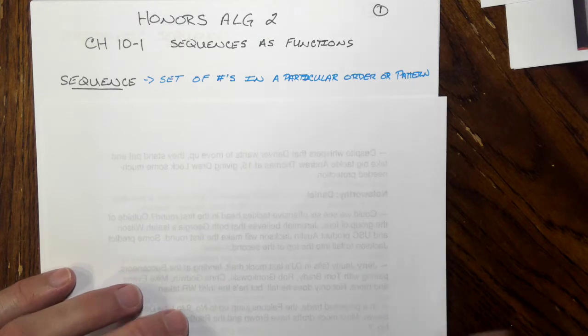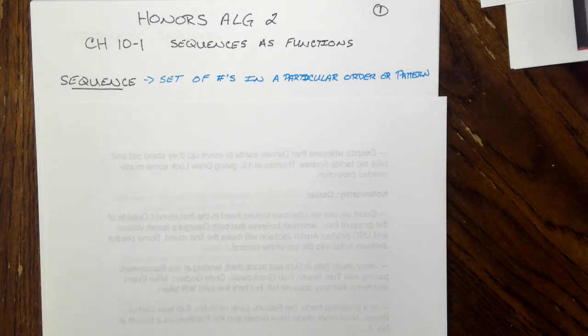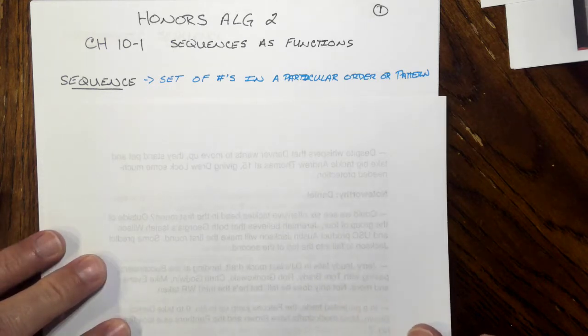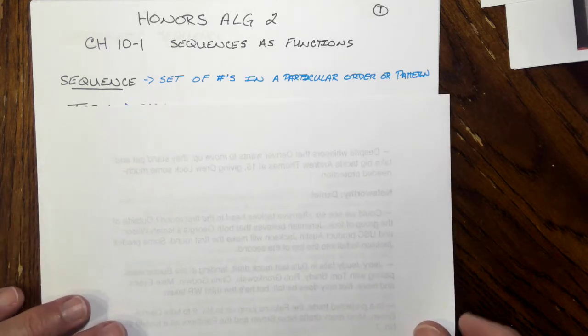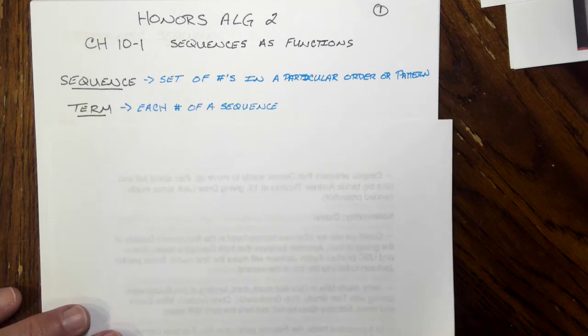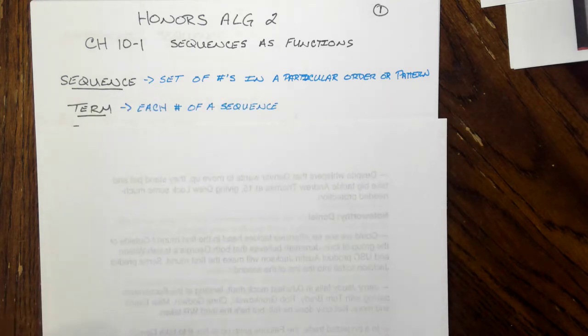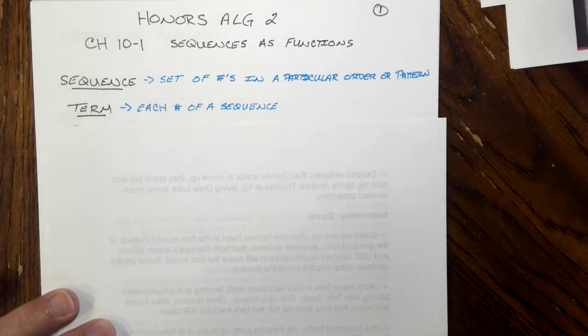First off, sequence: a set of numbers in a particular order or pattern. Know your definitions. These could be things that pop up on a Google quiz or something in your future. Term, that's each number in the sequence. So you've got a bunch of numbers in a series, some pattern in between them. Each individual number will be called a term.